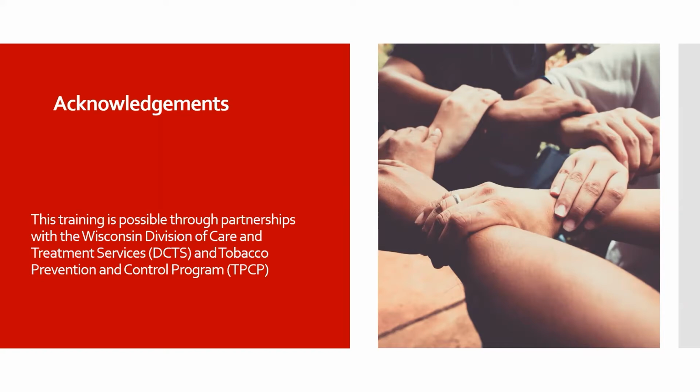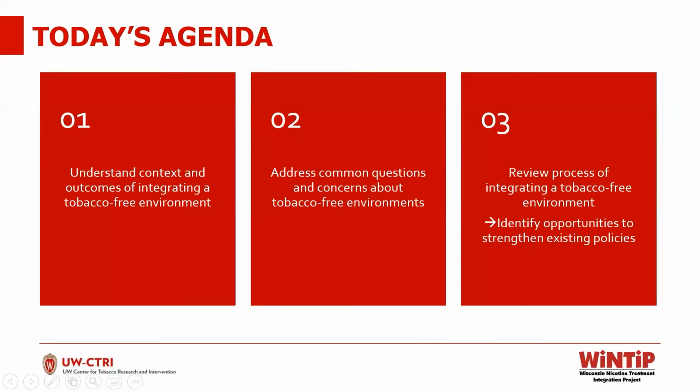Our goals for today, we have 3 primary goals. The first is to just get a brief background to understand the context and some of the benefits and outcomes of integrating a tobacco-free environment. Then we'll take time to address a few of the common questions and concerns people have up front about tobacco-free environments. And at the end, we'll take time to really work through what does the process look like? How do we integrate a tobacco-free environment?